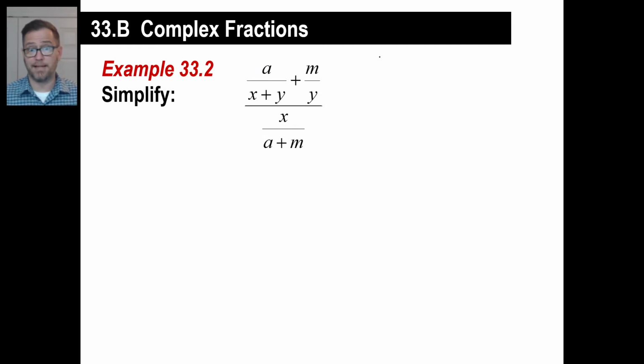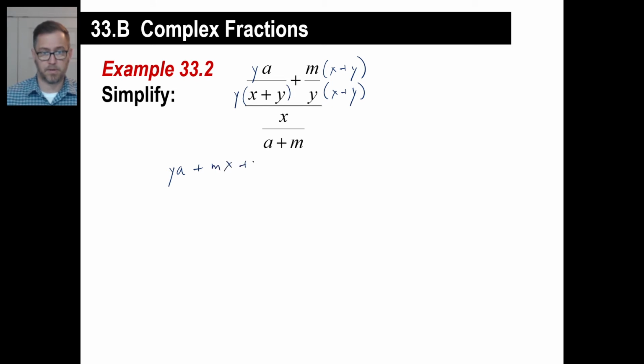All right, this is slightly different. Remember, if you have a denominator with a plus in it, you have to treat that as one thing. The common denominator of this is not x plus y. The common denominator is x plus y times y. So we're going to have to multiply by y here, and then by y there. This one we're going to have to multiply by x plus y, and this one we'll also have to multiply by x plus y. All right, so we have a new one fraction here. So let's call it ya plus, I'm going to go ahead and distribute the m, mx plus my, this is going to be over y times x plus y.